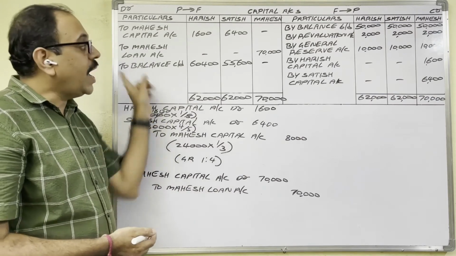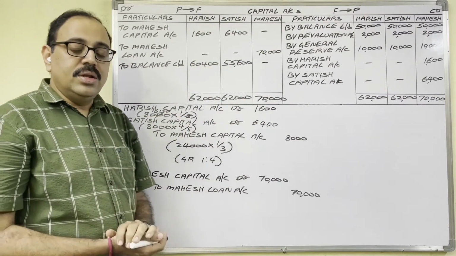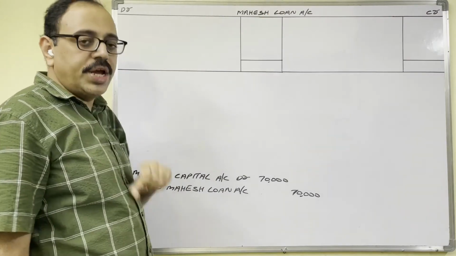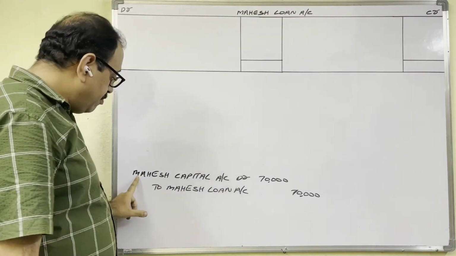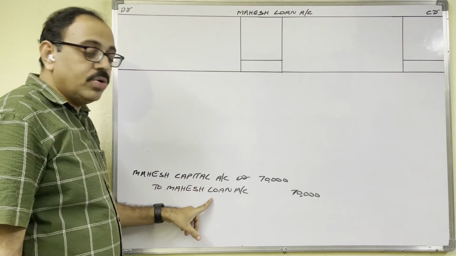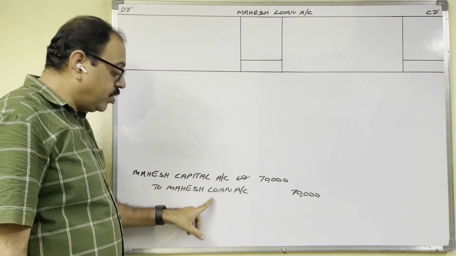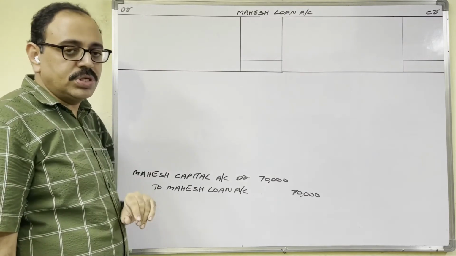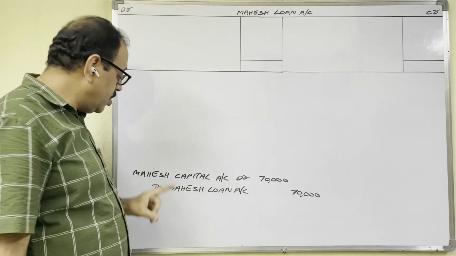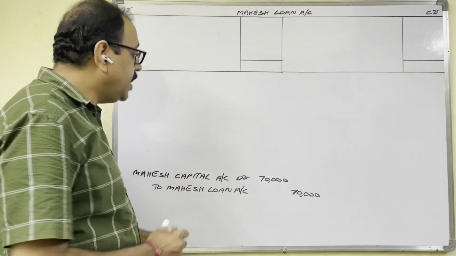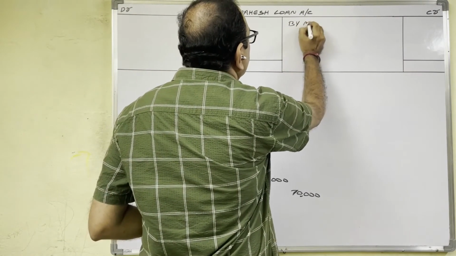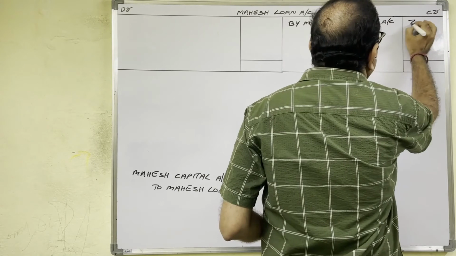With this, capital accounts are completed. Next come to Mahesh loan account. See this entry? Mahesh capital account added to Mahesh loan account. As Mahesh loan account is created, this entry on the credit side we should post. What to write in the particulars column? Debit account name, Mahesh capital account. By Mahesh capital account, 70,000 rupees.